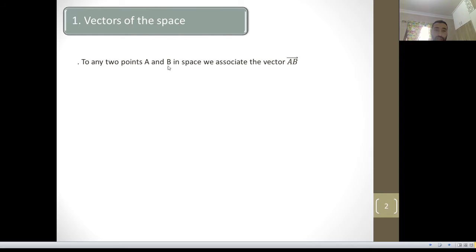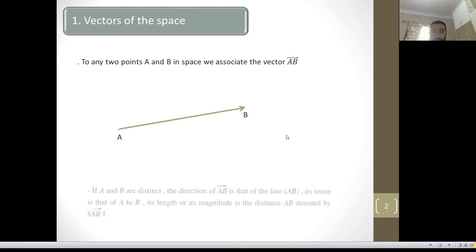Any 2 points A and B in space, we associate the vector AB. مثلا عندنا point A, and if we have point B, so we're gonna have AB vector. If you join AB with an arrow here, هيدا اسمه AB vector. Okay? Of course, it has characteristics.